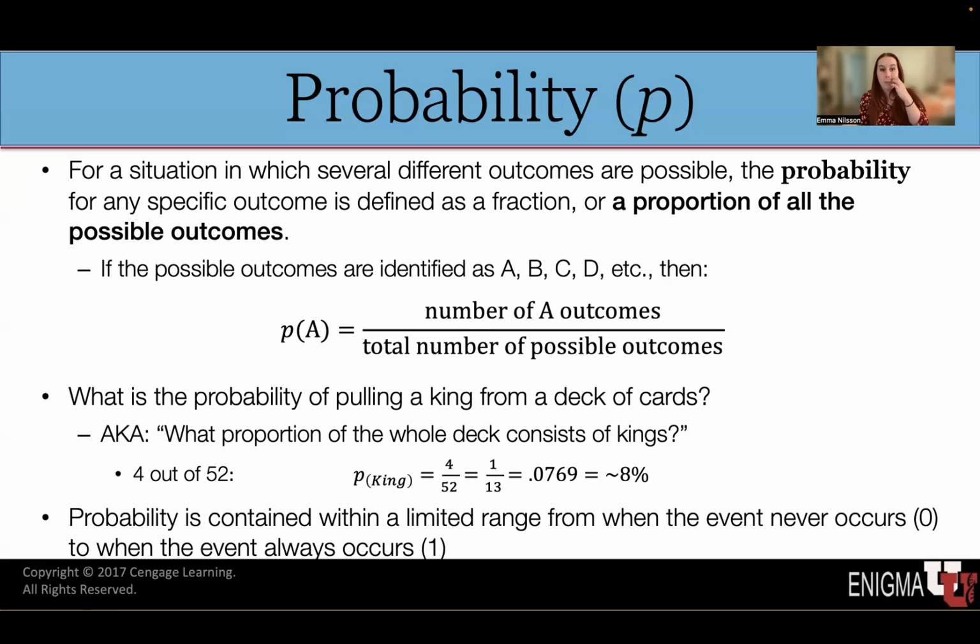When we are talking about probability in statistics, we keep it with a limited range between 0 and 1. So a probability of 0 means that the event never occurs, whereas a probability of 1 means that the event always occurs, both of which are rare.